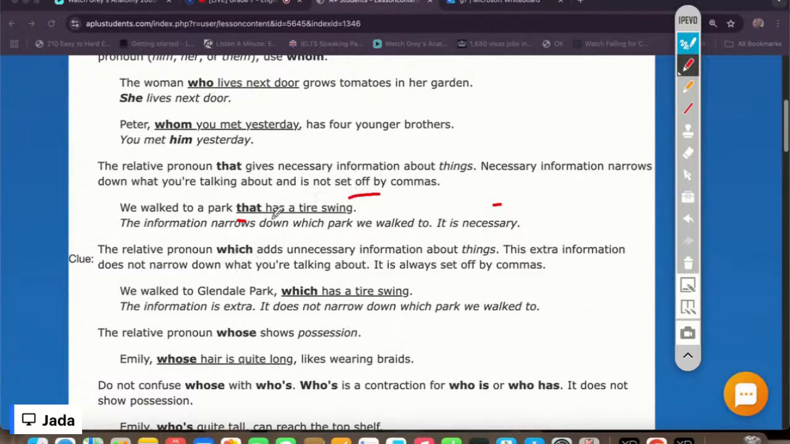Now, the relative pronoun which adds unnecessary information about things. This extra information does not narrow down what you're talking about. It is always set off by commas. We walk to Glendale Park, which has a tire swing. Now, the information is extra. It does not narrow down which park we walk to. Okay?